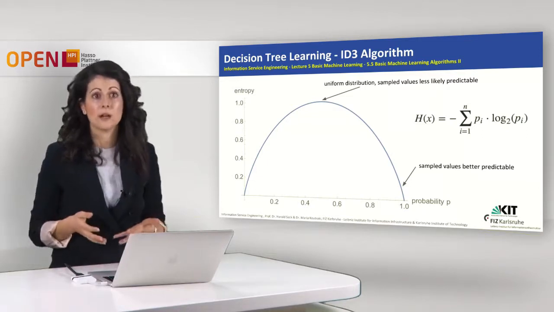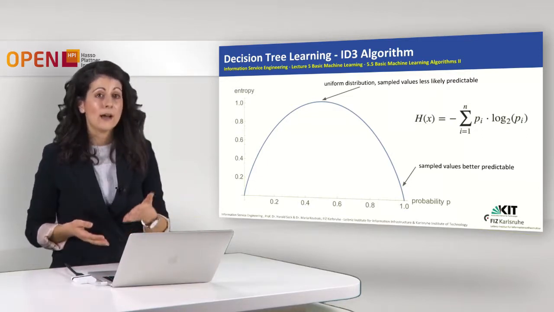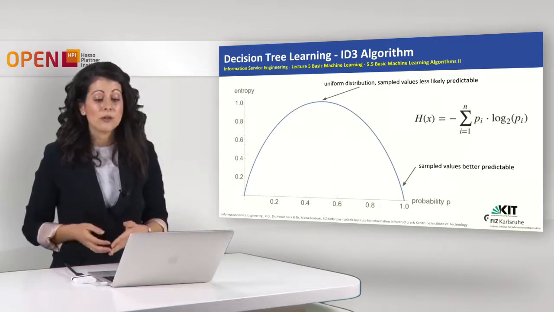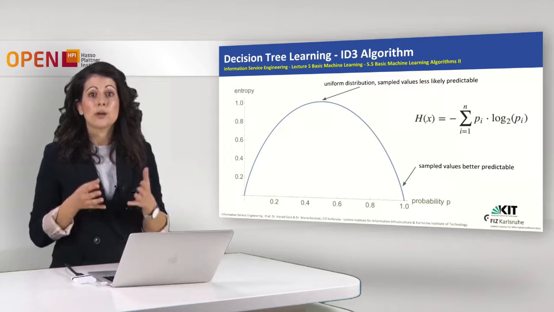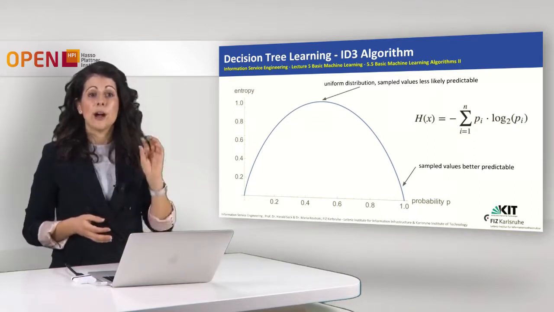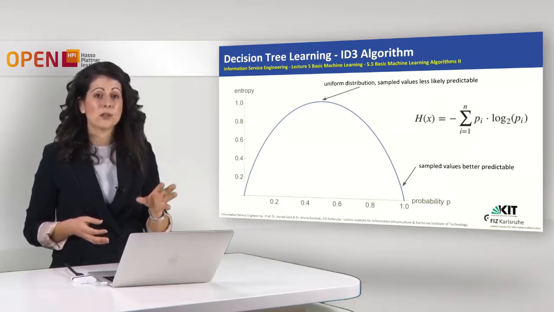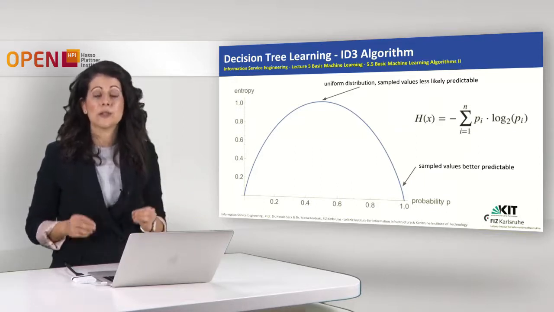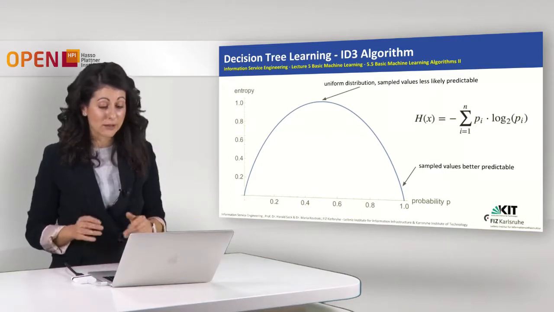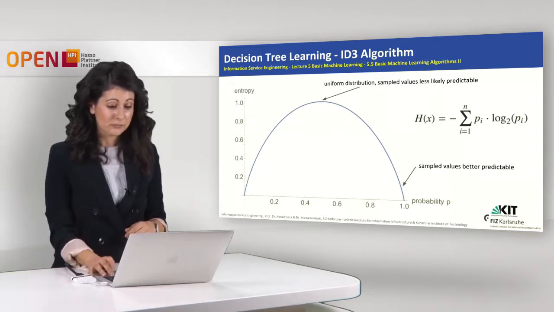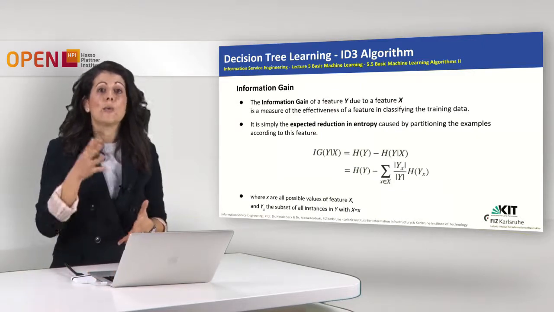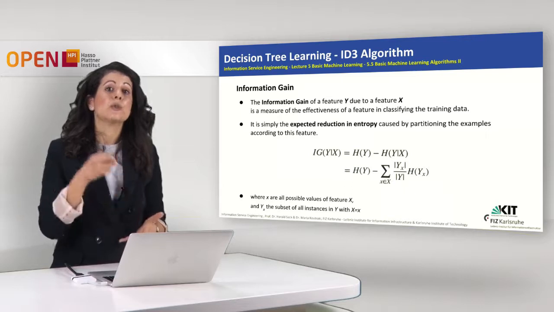While the best case scenario for the entropy is when the entropy has value equal to 0, and that means that the sampled values are better predictable. For example, when I know that in this branch, 100% of the cases it's true and 0% is false. So these values are better predictable here. But then in the end, still we don't know how we decide on which feature to split.